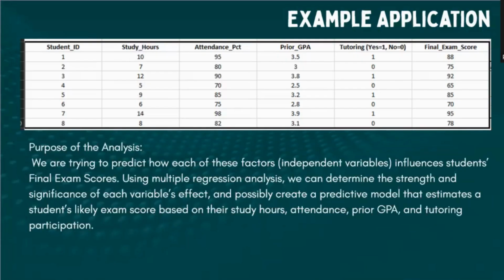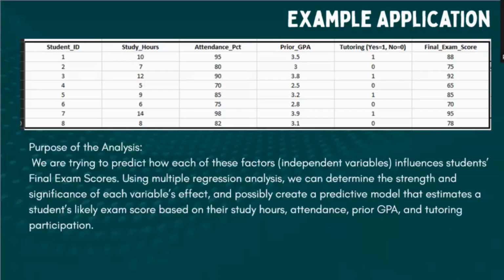The purpose of the analysis: we are trying to predict how each of these factors, the independent variables, influence students' final exam scores. Using multiple regression analysis, we can determine the strength and the significance of each variable's effect and possibly create a predictive model that estimates a student's likely exam scores based on their study hours, attendance, prior GPA, and tutoring participation.